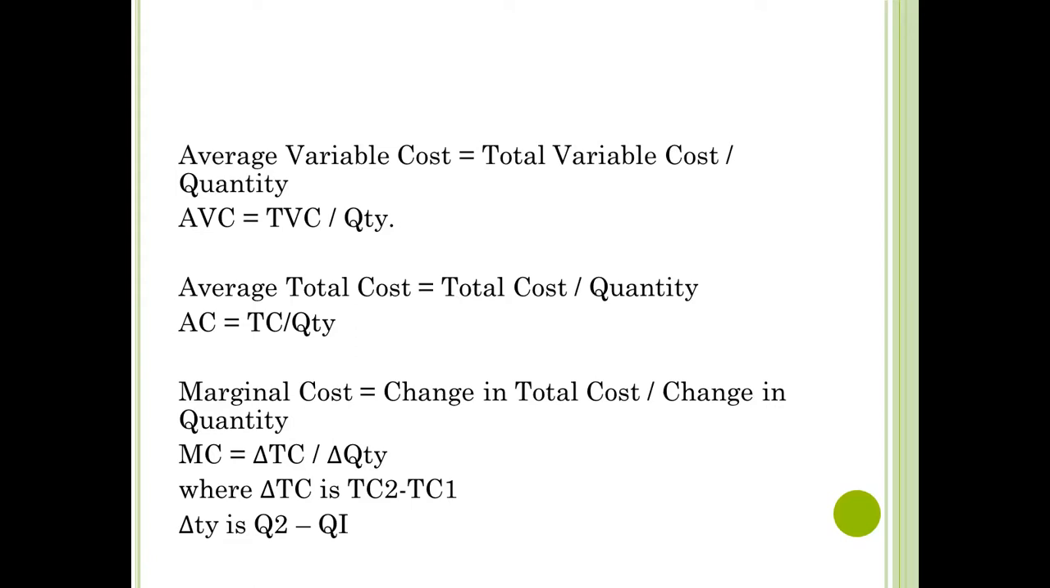So change in TC, total cost, and change in quantity. Again, to find the total cost, it is fixed cost plus total variable cost. Also, change in total cost is total cost minus our total cost as well. Our change in quantity is Q2 minus Q1, so quantity 2 and quantity 1.